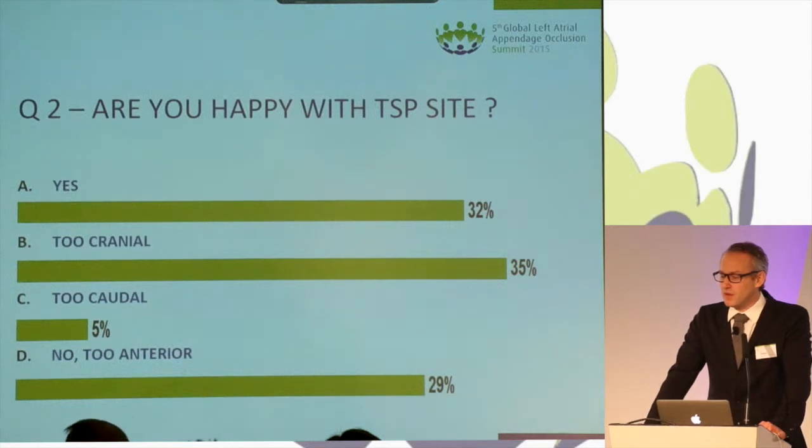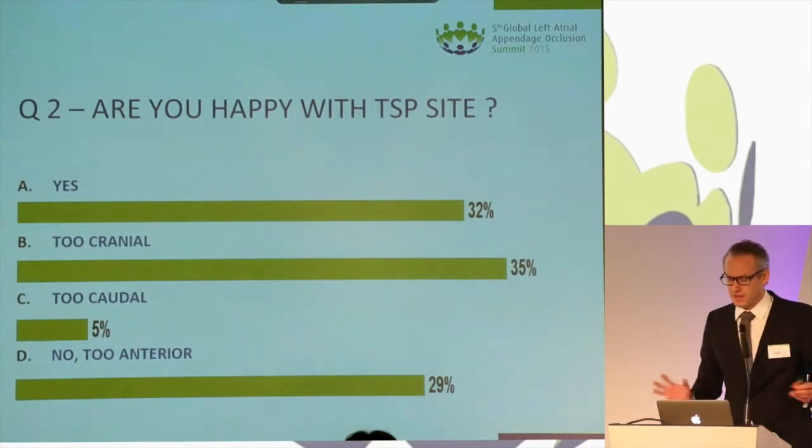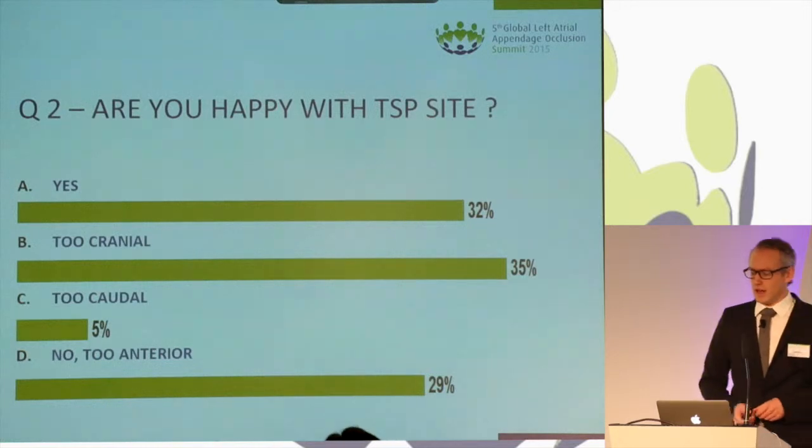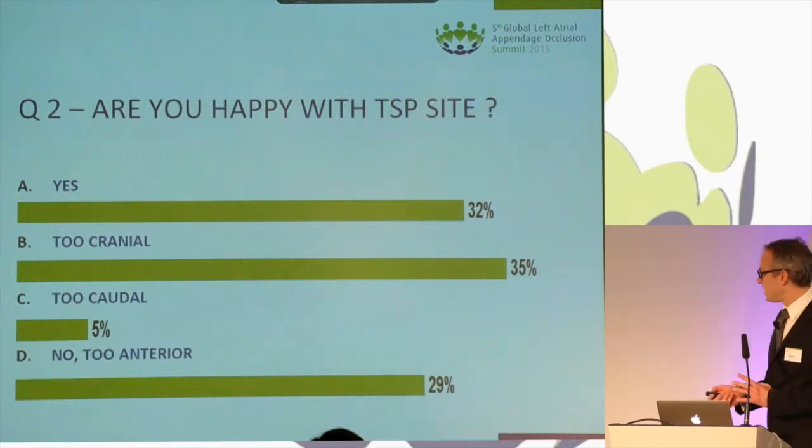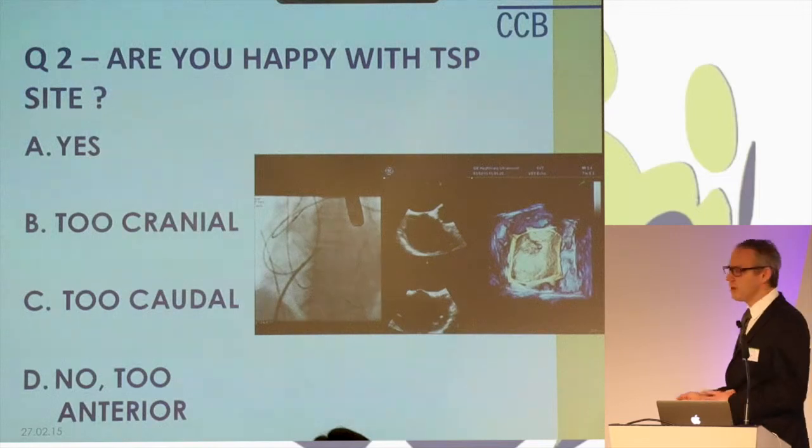But 35% believe it's too cranial. Only few people think it's too caudal, and 30% think it's too anterior. Let me take this voting to explain the echo images to you.